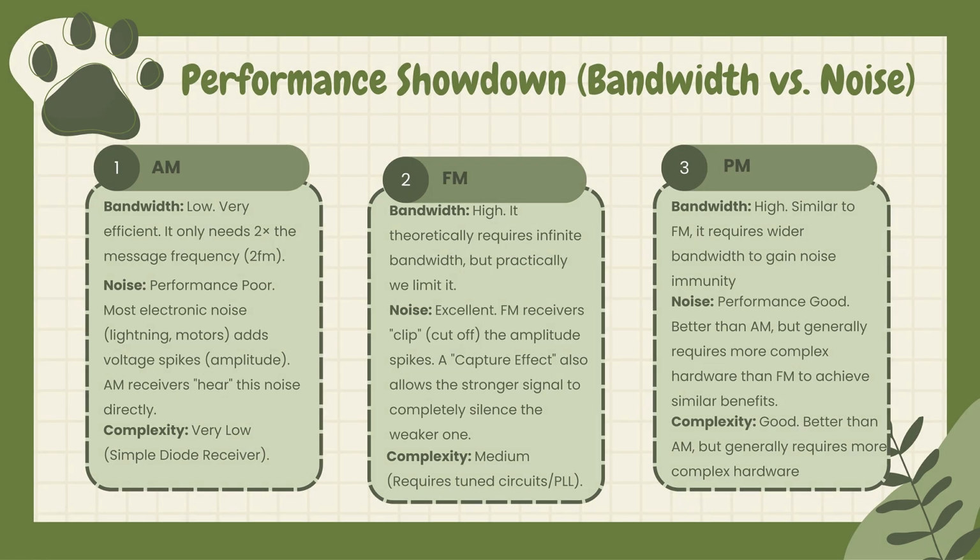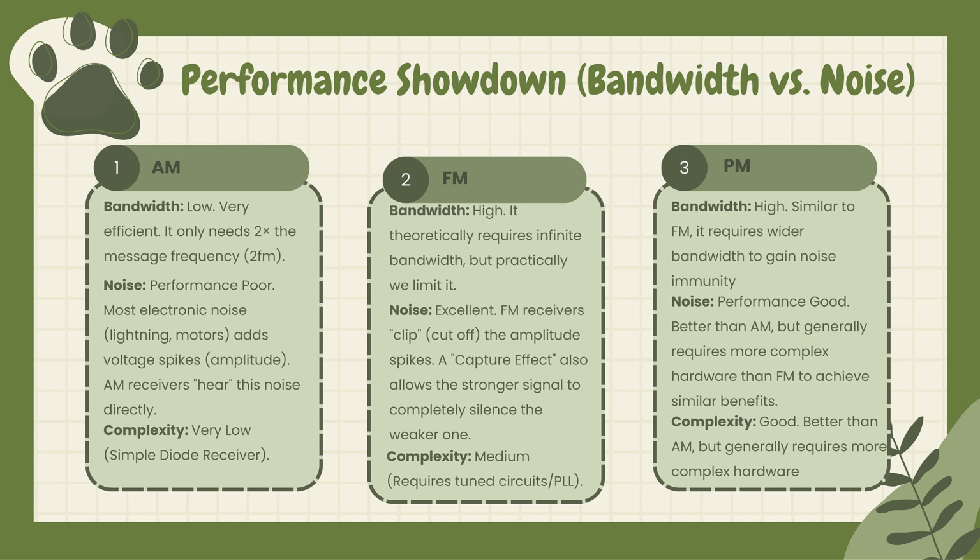Now let's compare AM, FM and PM in terms of bandwidth, noise performance and system complexity. So first, for amplitude modulation, AM has a low bandwidth requirement, making it very efficient in terms of spectrum use. It only requires twice the message frequency. However, AM has poor noise performance. Most electronic noise such as lightning or electrical motors appears as sudden changes in amplitude. Since AM carries information in amplitude, the receiver detects this noise directly. In terms of complexity, AM systems are very simple, often using only a diode detector.